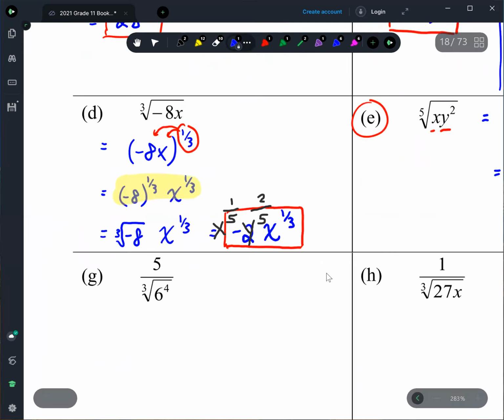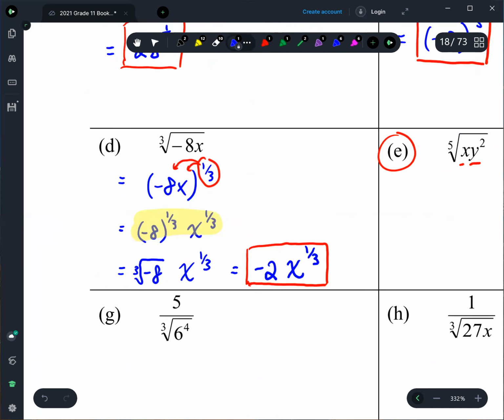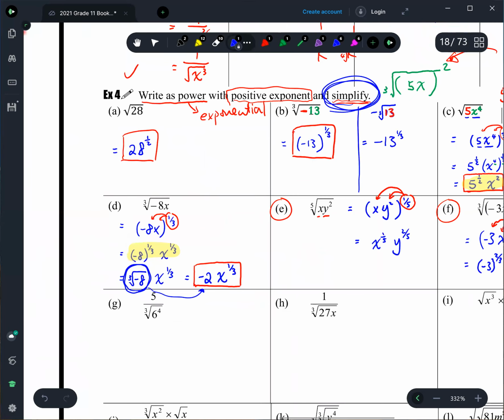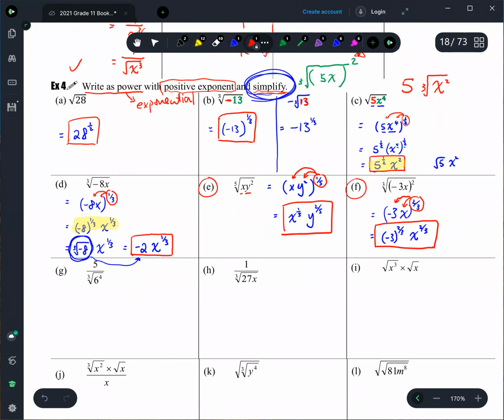If you look at D, let me clear that drawing. Question D, the cube root of -8, this one I can find the answer as -2, so I can continue. But if it's something like -3, I cannot do anything. So you will stop there. These are your final answer. So you need to know when to stop, when to box your answer. Don't box too early.